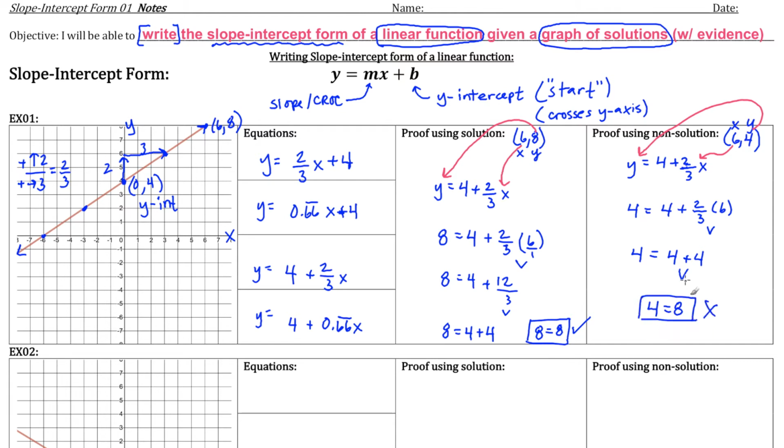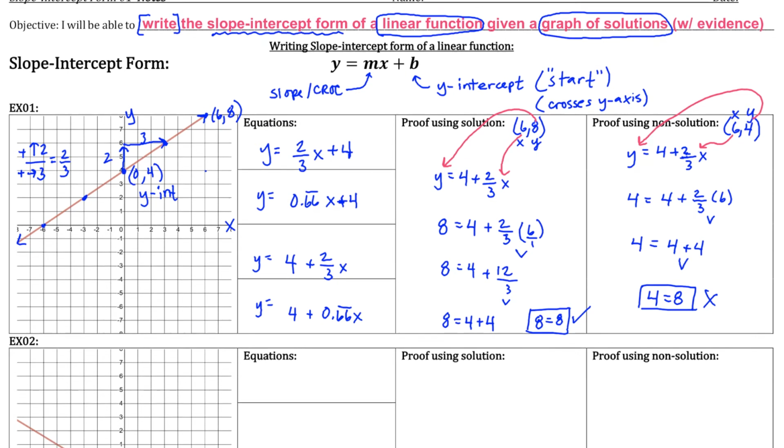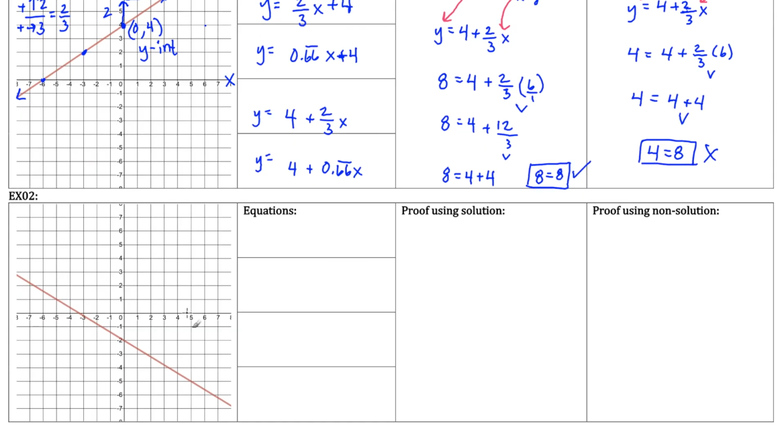So remember, what we're proving is that all these xy's would make this true. If it doesn't make it true, like if this one didn't work, that means 6, 4 wasn't part of the line, wasn't part of the dots, which is correct. Okay, let's do one more.